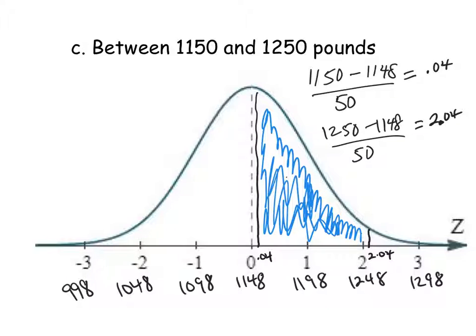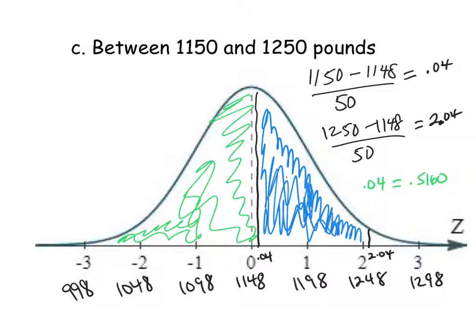Okay. So what I'm going to do is go to my table. You look in your table, and this time when you find 0.04 in your table, that is showing 0.5160, which is 51.6%. What that is representing, I'll shade that in green here, is everything to the left of this 0.04 right here. And when I look up 2.04 in my table, that is showing 0.9793. So that's representing everything that's shaded here in the right.